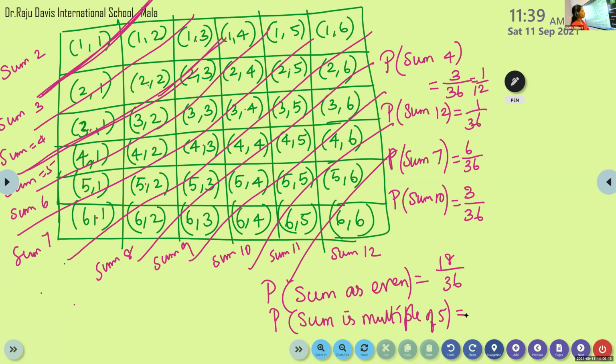Is it okay? Yes, ma'am. Afsana, is it clear? 7 by 36. Check it, children. Is it 5? 5 means how many times will you get? 4, isn't it? And 10 means you are getting 3 times. So 4 plus 3.